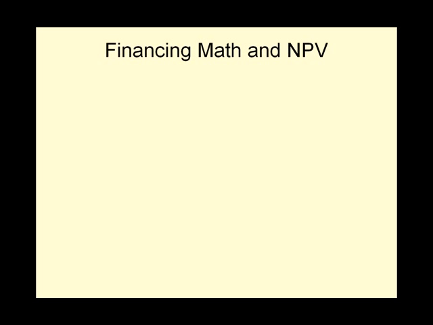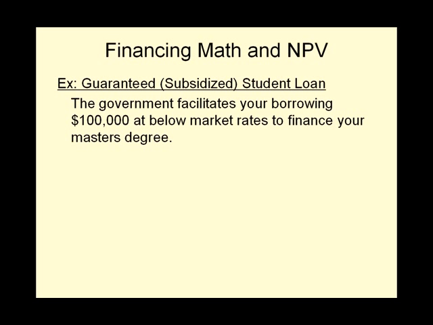Let's start by introducing the math of the financing decision. Financing math, similar to investing math, involves determining value by discounting future cash flows. Let's take the example of determining the value of a guaranteed student loan, which is a subsidized loan. With a guaranteed student loan, the government facilitates your borrowing of, let's say, $100,000 at below market rates to finance your master's degree.